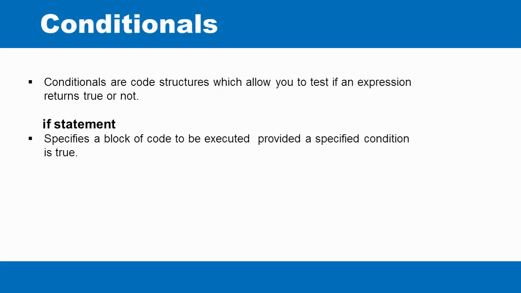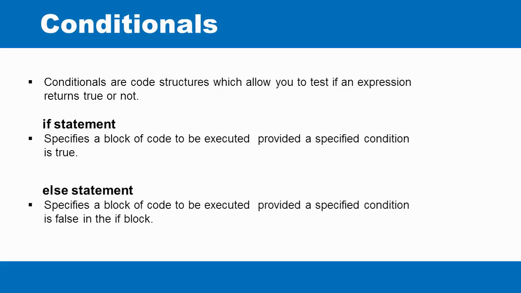Basically, an if statement is used to specify a block of code that will be executed if a specified condition is true. We also have an else statement, which checks if the condition that is set within the if statement is true or false. If that is false, then the code inside the else block will execute. So the else statement will only come into effect if the condition set within the if statement returns false.